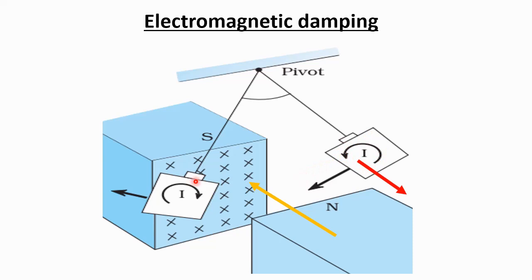Again, on the left side of the magnet, the sheet will be leaving the magnetic field, and the decrease in magnetic field will induce eddy currents in the clockwise direction. This current produces its own magnetic field, and according to Lenz's law, the direction will be given by this green arrow, which is in the same direction as the external magnetic field, given by this yellow arrow. Here both are in the same direction.